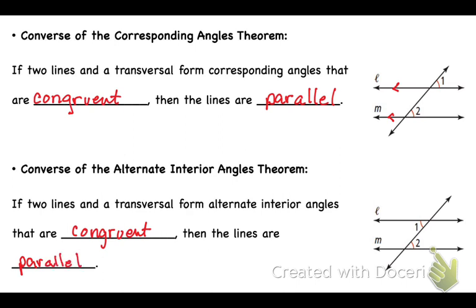How do I know that angle 1 and angle 2 are congruent? What do they have? They have one little arc, right? Could I put two little arcs on both? Yes. So we now can add our parallel lines.